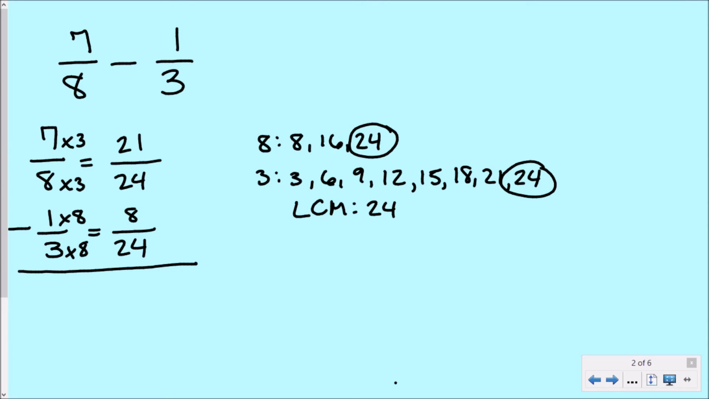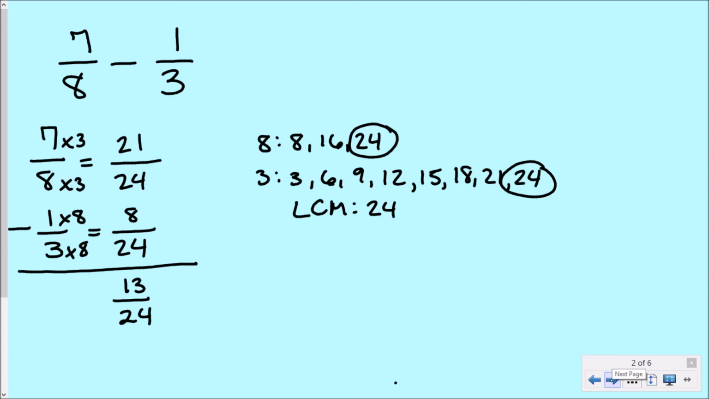Now I can just subtract. 21 minus 8 equals 13 24ths. Now, 13 and 24 only share 1 as a common factor. So therefore, our answer, 13 24ths, is in simplest form.